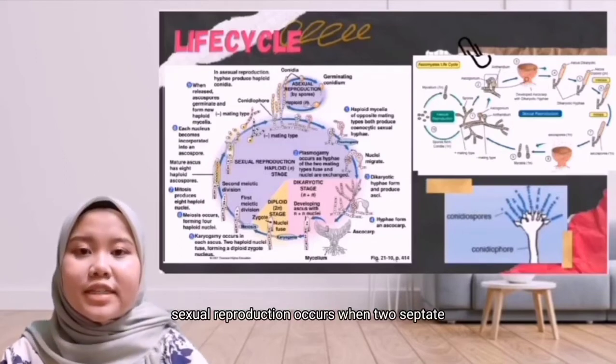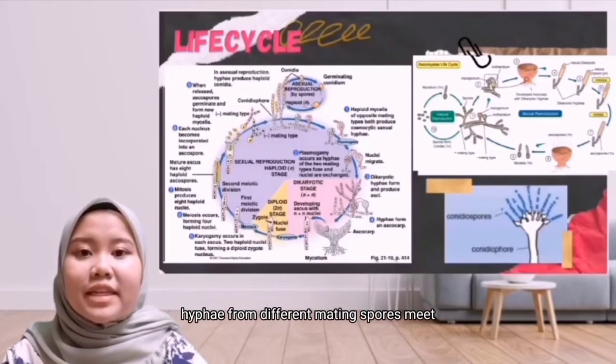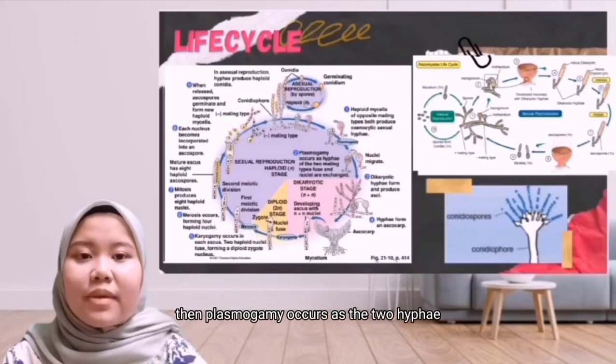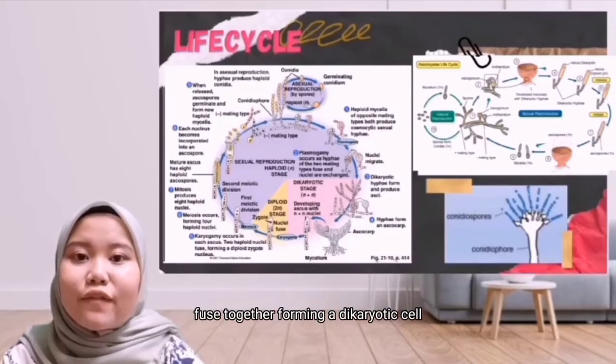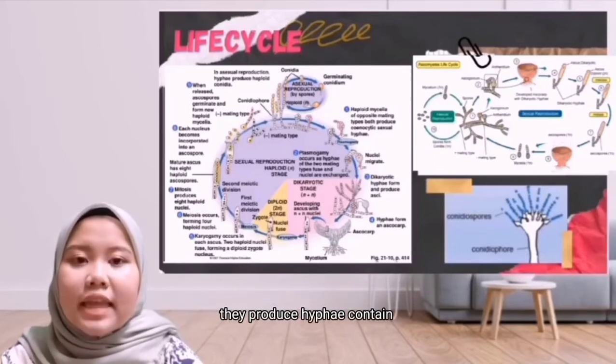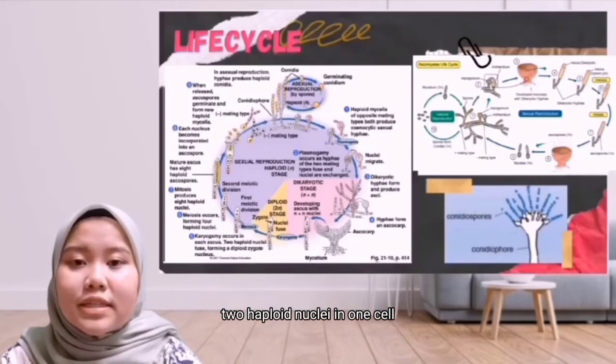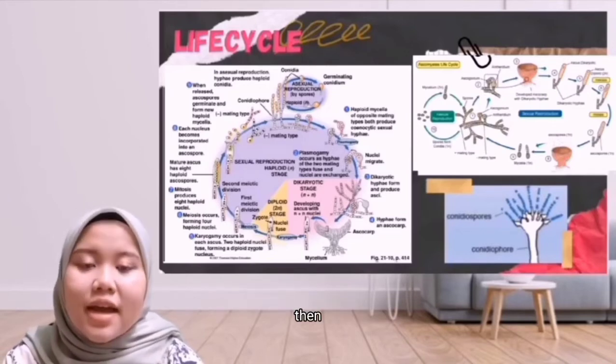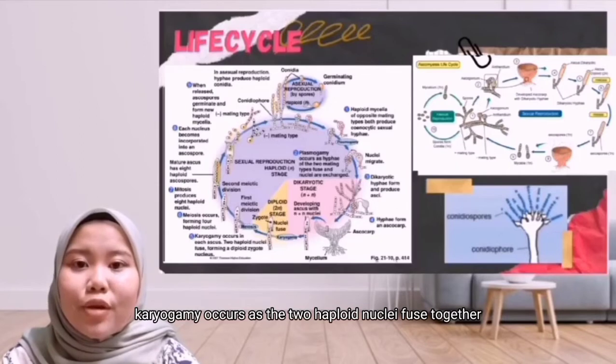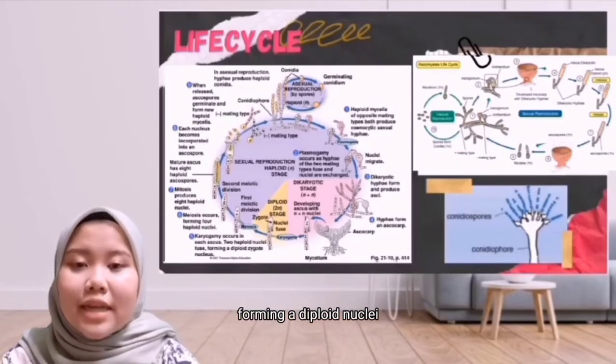Sexual reproduction occurs when two septated hyphae from different mating types meet. Then plasmogamy occurs as the two hyphae fuse together, forming a dikaryotic cell. They produce hyphae containing two haploid nuclei in one cell. Then karyogamy occurs as the two haploid nuclei fuse together, forming a diploid zygote.